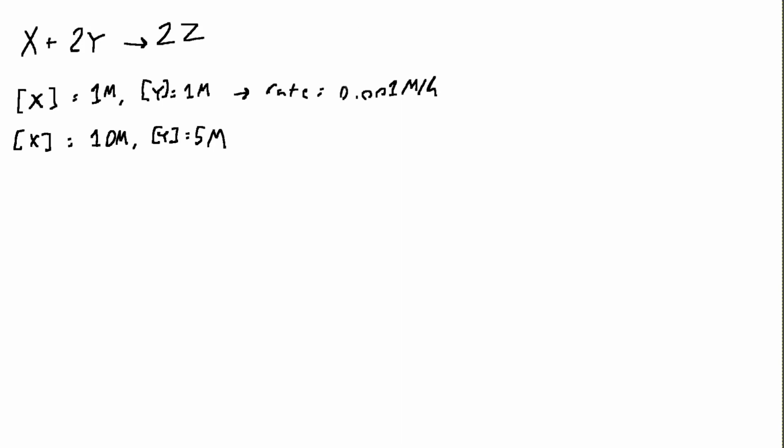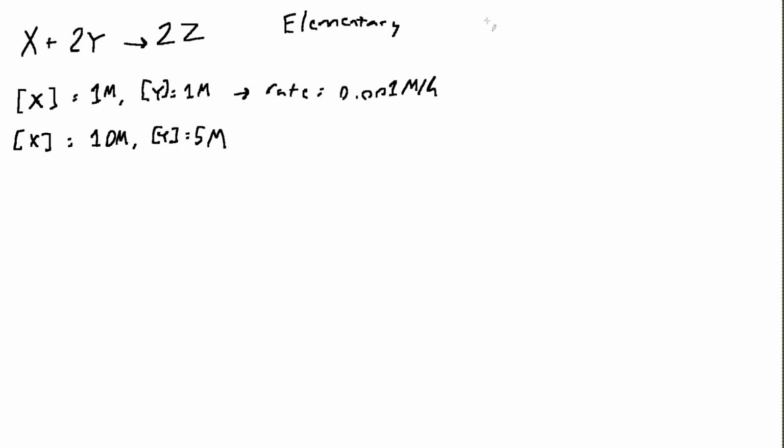Okay, so to solve this problem, let's first calculate the rate of this reaction that we would expect. So first of all, what do we know? Well, we know that this reaction is elementary, which is really important. So because this reaction is elementary, we know its orders with respect to each of the reactants.